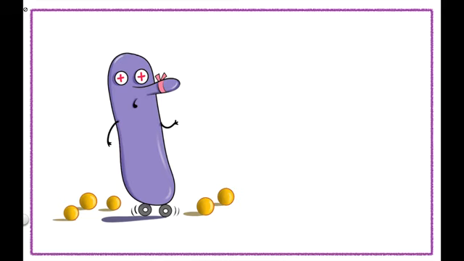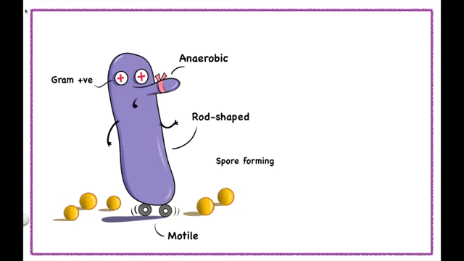This picture will help you to remember all these points. Here you can see this is rod-shaped. The plus sign on its eye will help you to remember that it is gram-positive. The clip on the nose signifies that it is anaerobic. The tire signifies it is motile, and the spores on the ground will help you to remember that it is spore-forming bacteria.